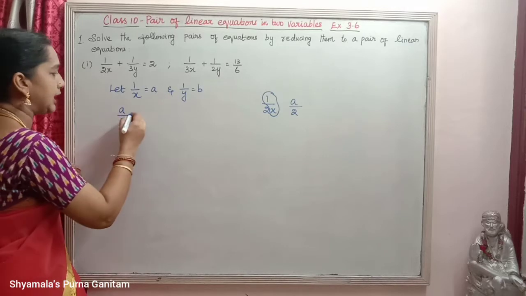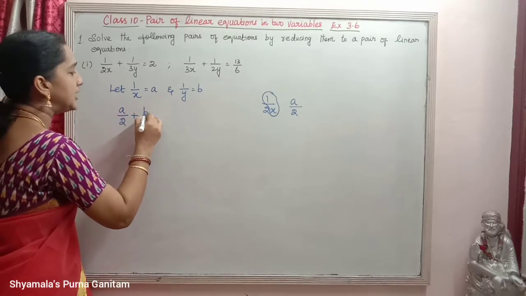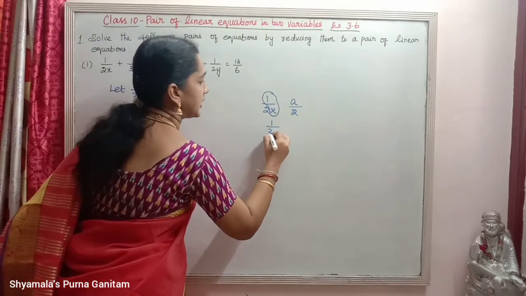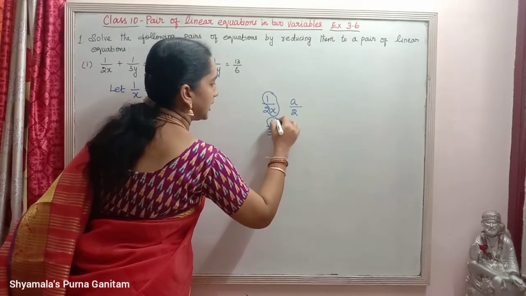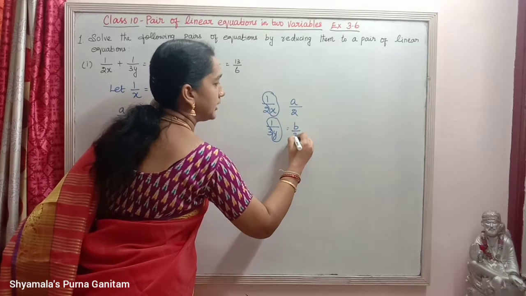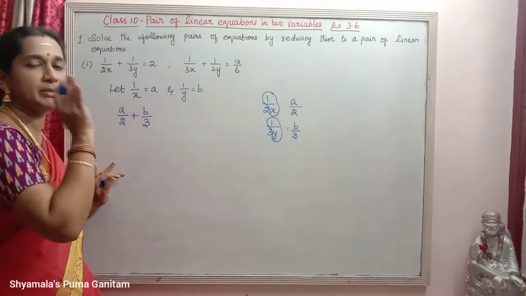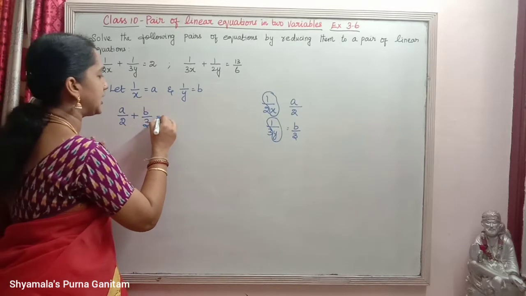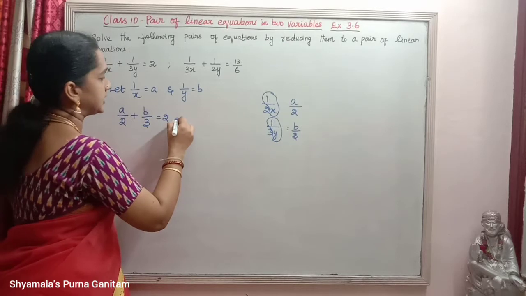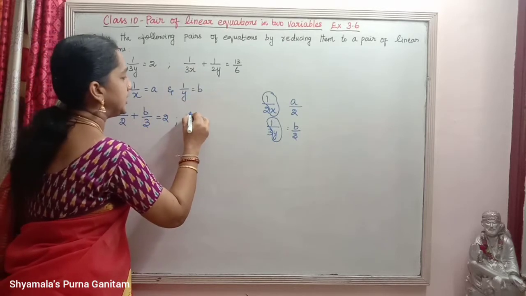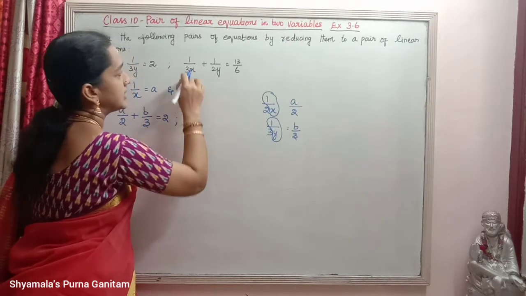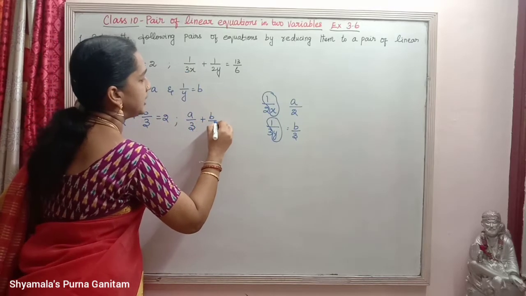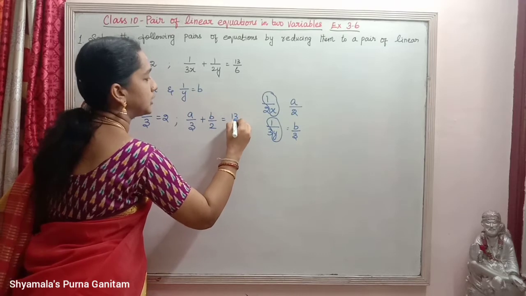So, we will get a by 2 plus b by 3. Here we are having 3. So, 1 by 3y, this 1 by y we will take as b by 3. The denominator 3 we will be having as it is. So, a by 2 plus b by 3 is equal to 2. The same way, this one also. Here 1 by 3x is there. So, a by 3 plus b by 2 is equal to 13 by 6.